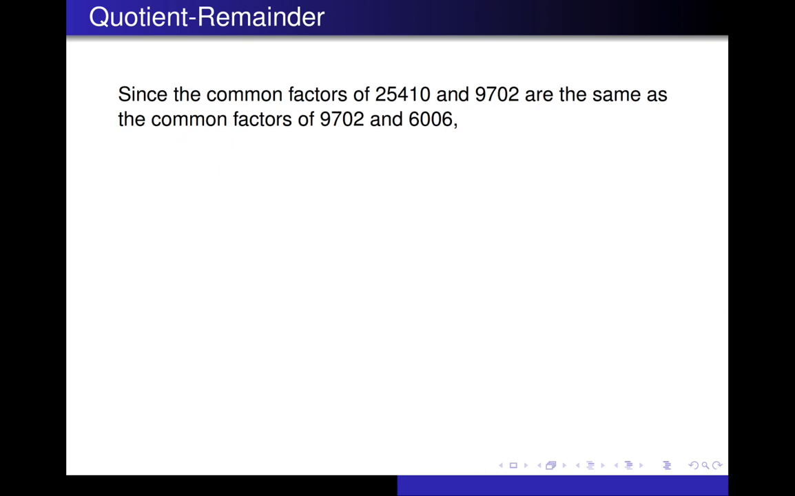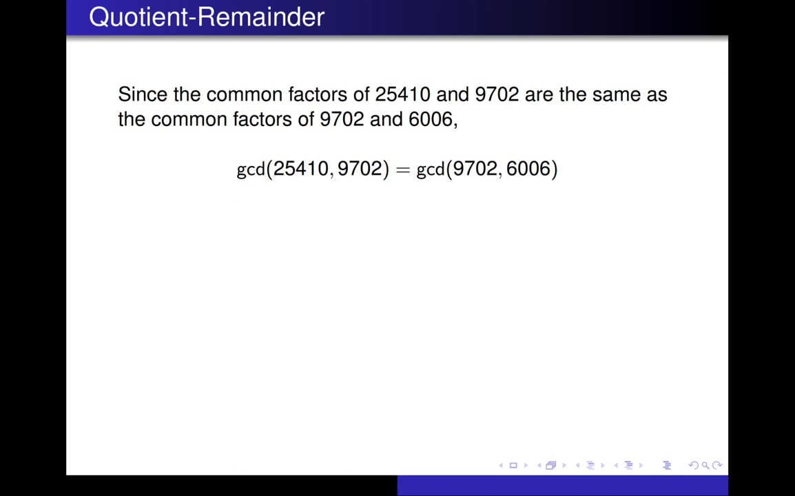So, well, who cares, right? Well, that tells us that the common factors of 25,410 and 9702 are exactly the same as the common factors of 9702 and 6006. And if we can be a little bit clever about that, that tells us that the GCD that we were looking for, of 25,410 and 9702, is exactly the same as the GCD of 9702 and 6006.